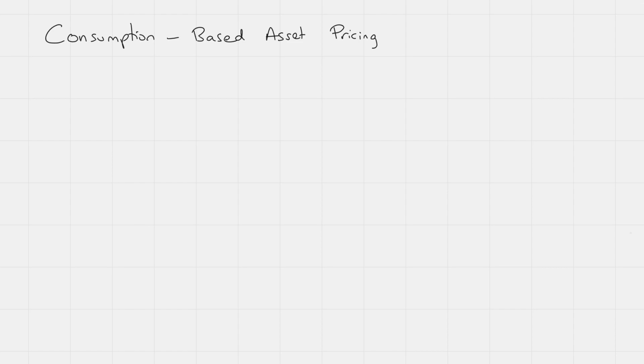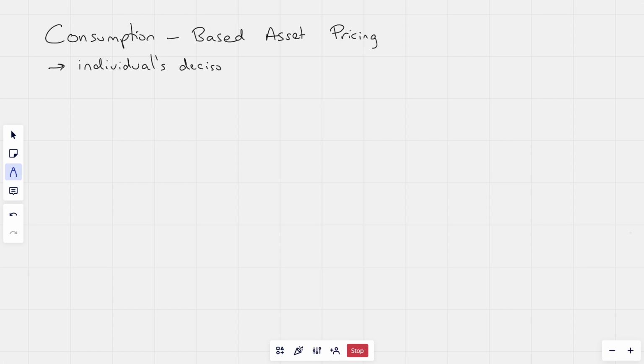So here I'm going to talk about a consumption-based asset pricing model. The idea being that asset prices, in particular prices for things like bonds, depend upon the willingness of people to buy them and people to pay for them, and that willingness depends upon the individual financial conditions, right? So we are going to think about the individual's decision to buy bonds, right?